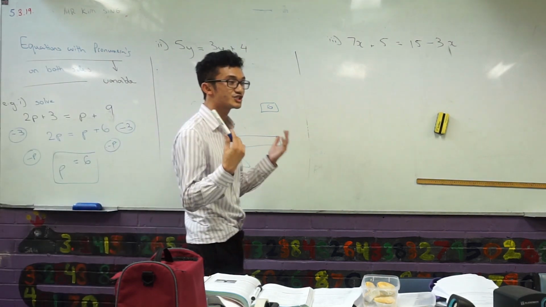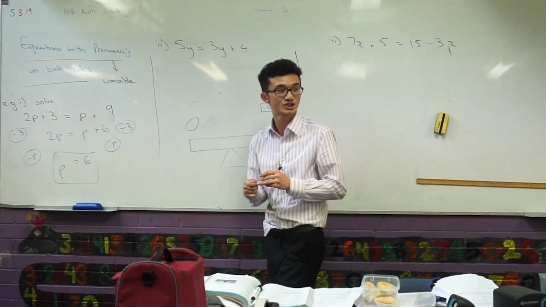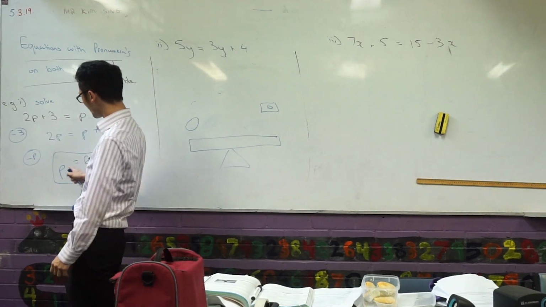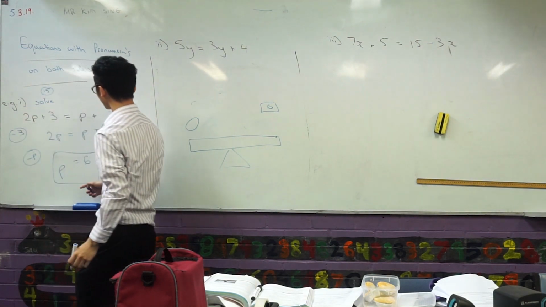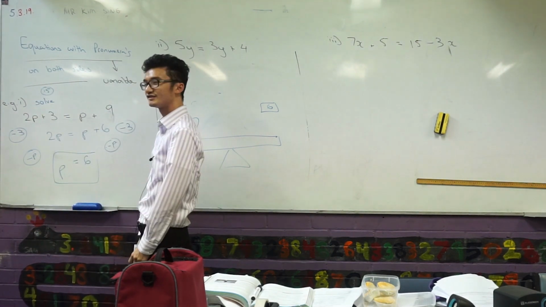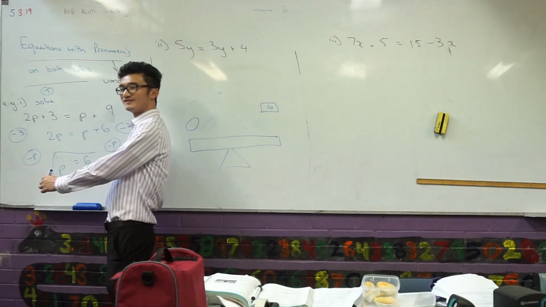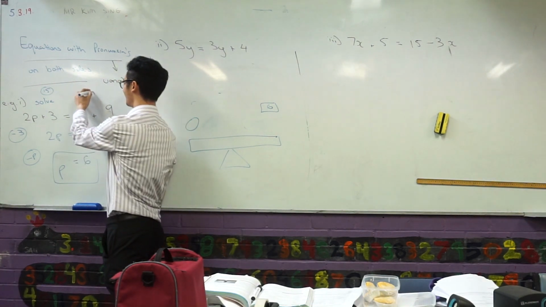So we can always check if these are right or not. How do I check? I go back to my equation. What's 2 times 6? That's 12. And 12 plus 3 is 15. And what's 6 plus 9? That's 15 as well.